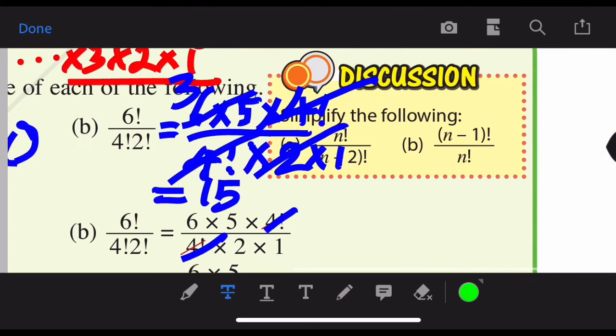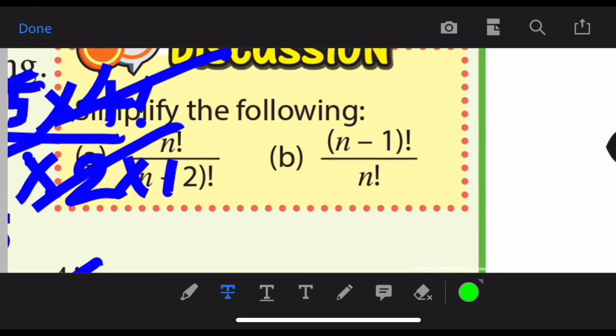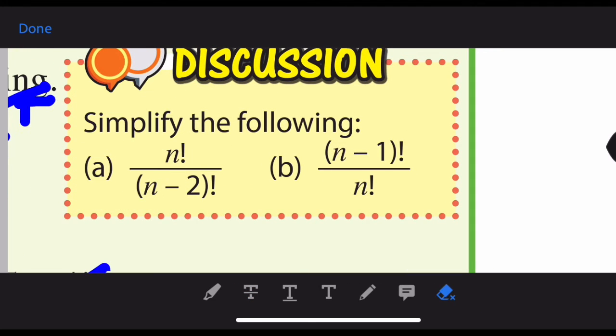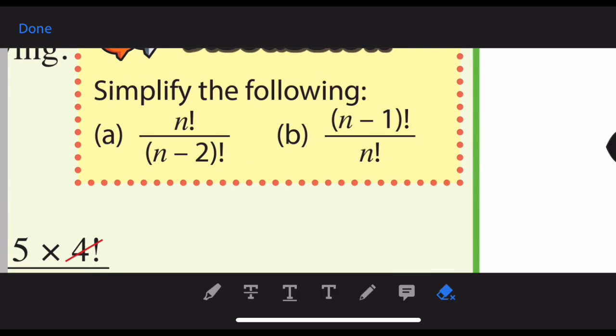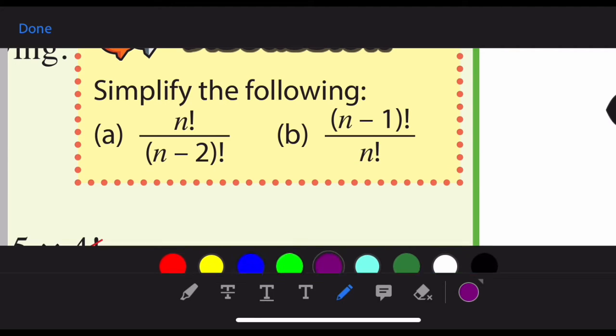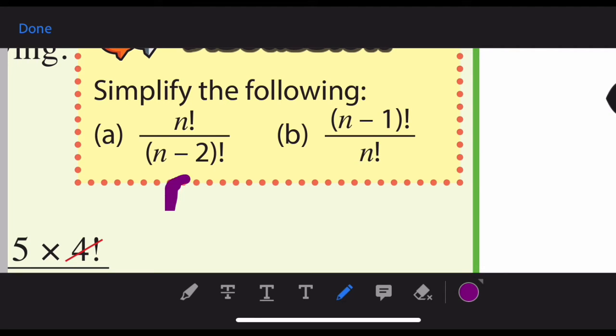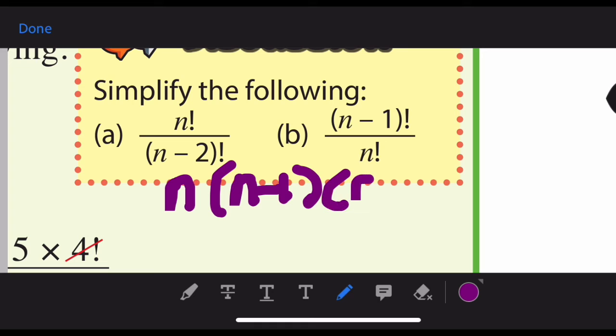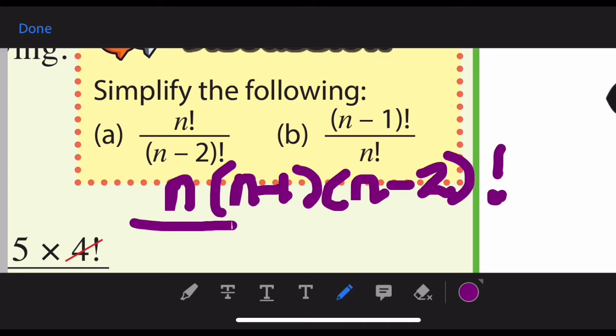Okay, so now I want to explain this one. Let's discuss this one. Okay, this one is simplify the following. We want to simplify. Let's say I want to simplify this. So that means if you want to simplify this one, you must know the n factorial formula is n times n minus 1 times n minus 2 times n minus 3. I'm not going to write. I know it will continue. I will just leave it as n minus 2 factorial.